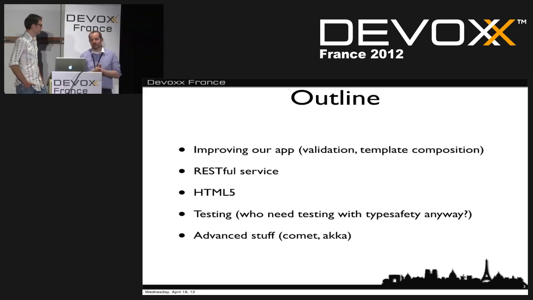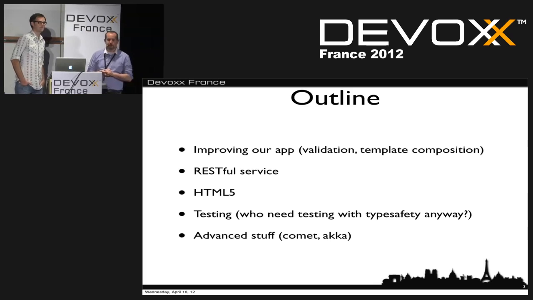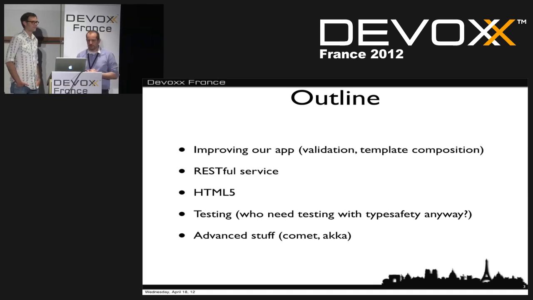After the break, we'll try to improve our application. We'll build nice RESTful services to consume it on the client, and we'll try to see some HTML5. And after, Guillaume will join us and will actually demonstrate testing. We still don't know what is testing because everything is type safe anyway. So that's right. We don't really need testing, but we'll do it anyways. And after, we'll do some advanced stuff with showing you Akka, Comet, etc.